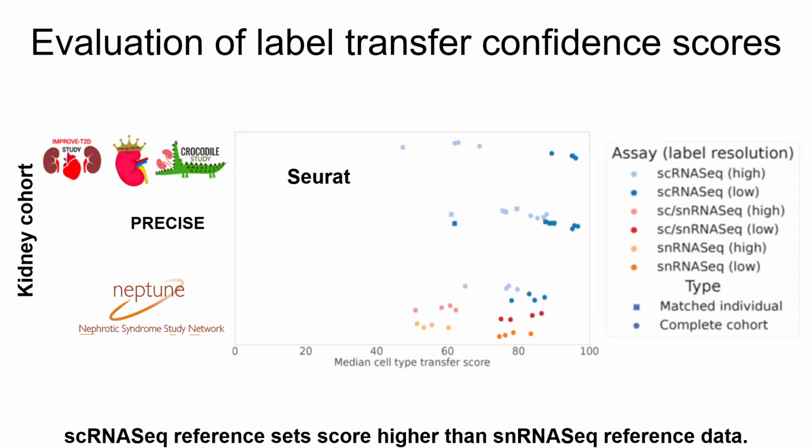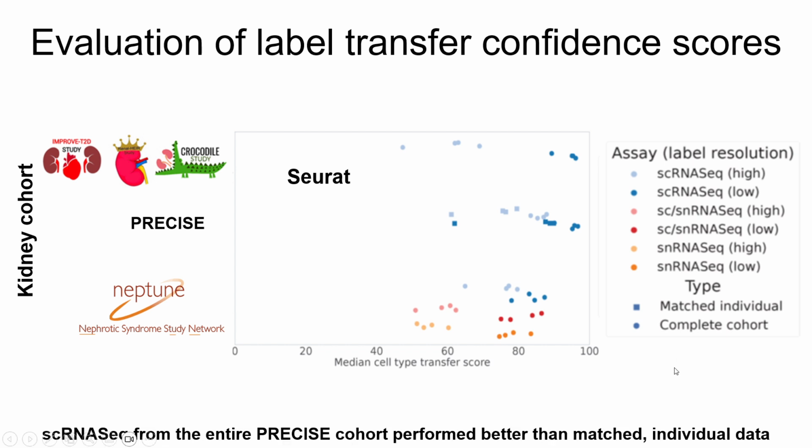Now just to zoom in on Seurat, which from the label confidence does seem like it's doing a little bit better. I also noticed that the single cell reference sets are actually scoring higher than the single nuc reference sets. The single cell are the blue dots and the single nuc are the orange dots. What's interesting about that is if you remember, in Neptune the single nuc is actually represented by more than 100 people, so you might expect, based on a power calculation, that it would perform a bit better.